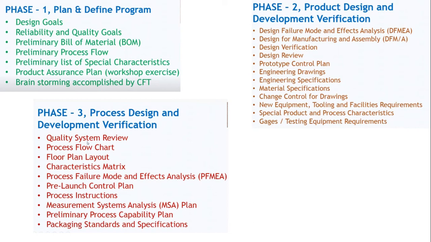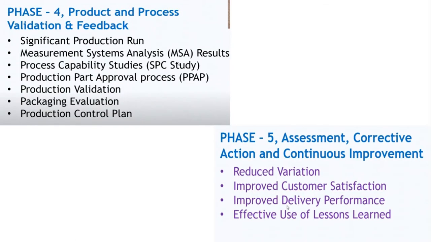So in phase 3, quality system review, and once you deal with this review, then we define the process flow chart, then the floor plan layout. For designing the manufacturing process, we define the flow chart and the floor plan layout, then the characteristics matrix. Then again, same as the DFMEA, we define the PFMEA, the process failure mode and effects analysis, pre-launch control plan, process instructions. Then after everything is done, last we deal with the packaging standards and specifications, how we are going to do it.